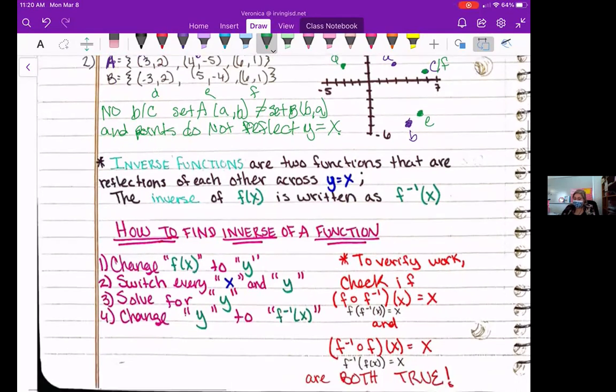So the inverse of f of x is written as f of, I don't know how to really say that. That's a good question. I just say inverse of x, okay? Or inverse of the f of x, all right?